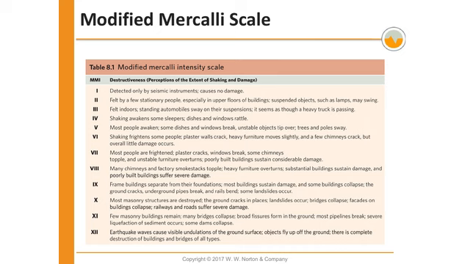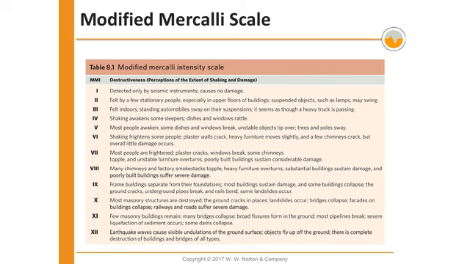Now, let's examine the modified Mercalli scale, which measures earthquake intensity by considering effects and damage, rather than energy released. Looking at Table 8.1, it ranges from I to 12. At Level 1, seismic instruments detect the earthquake with no noticeable damage. By Level 3, people indoors might feel slight shaking, resembling a passing truck.